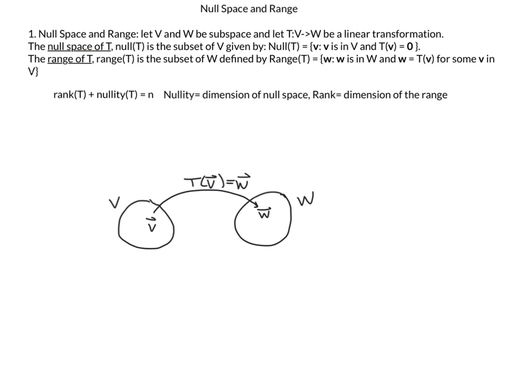Then the null space of T, denoted null T, is the subset of V. So it's the subset of V given by v in V such that T of v is equal to 0. So here I have a drawing. In W, I have a 0 vector. Remember, in order to be a vector space, the subspace needs to have an additive identity, or a 0. And the null space are all the things in V that are then mapped to the 0.